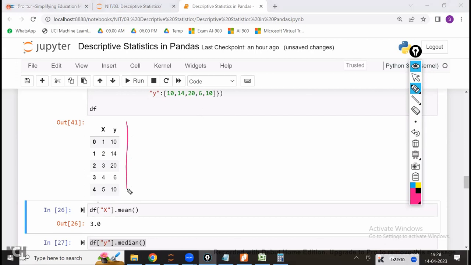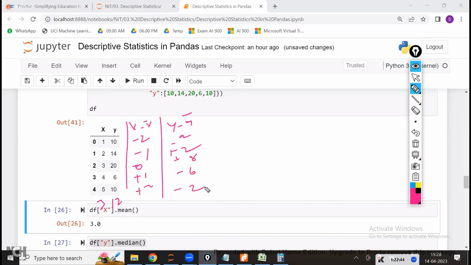First, X bar is 3, so 1 minus 3 is minus 2, minus 1, 0, plus 1, plus 2. This is called X minus X bar. Y bar, what is the Y bar value? 24, 44, 50, 60, 60 by 5, 12. Y bar is 12. Now Y minus Y bar: 10 minus 12 is minus 2, 14 minus 12 is plus 2, 20 minus 12 is plus 8, 6 minus 12 is minus 6, 10 minus 12 is minus 2. Right? This is Y minus Y bar.